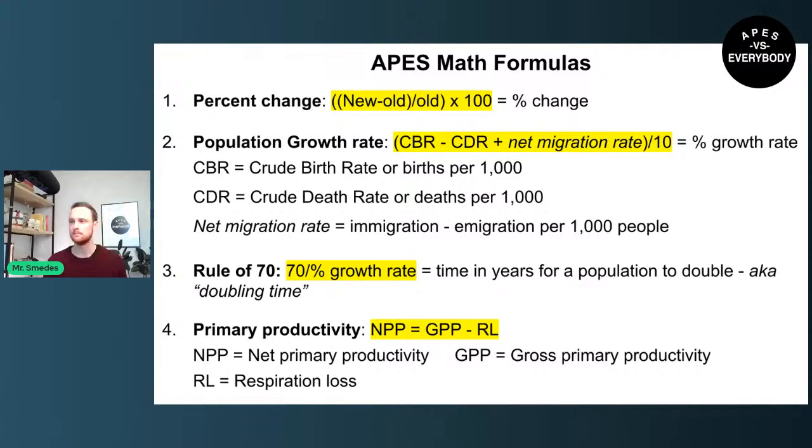What's another big portion? Sorry for the lag. Unit 9, though, is going to be 15 to 20% of the exam. So that's going to be huge. You definitely want to check that out as well.